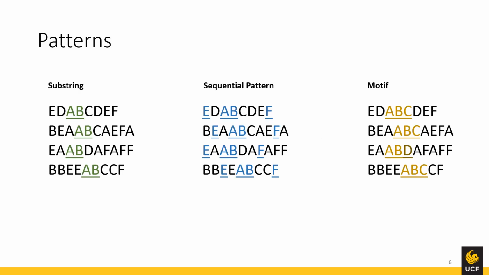There are different types of patterns in sequences. Substrings are exact contiguous matches. Sequential patterns are exact in contiguous matches, and motifs are inexact contiguous matches. Since we are dealing with long sequences of human behavior, motifs seem the best type of pattern to consider as they are flexible and suitable for long sequences.